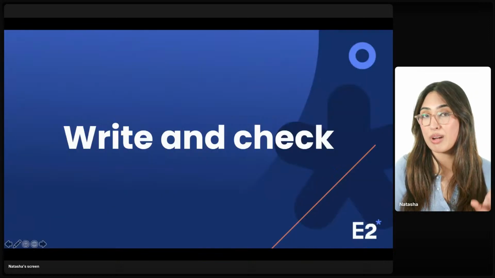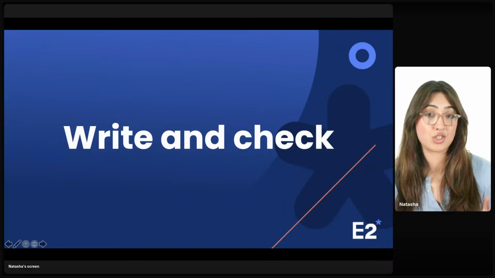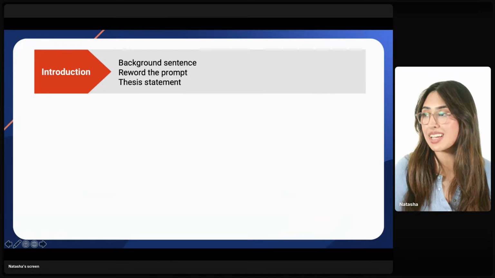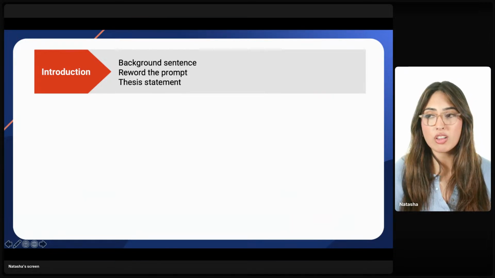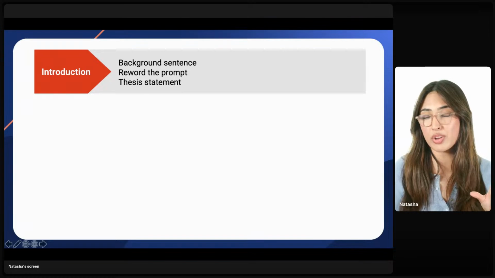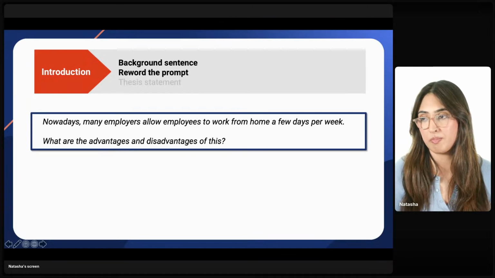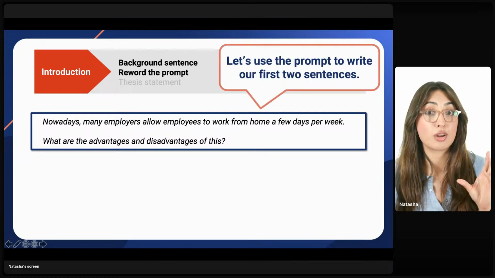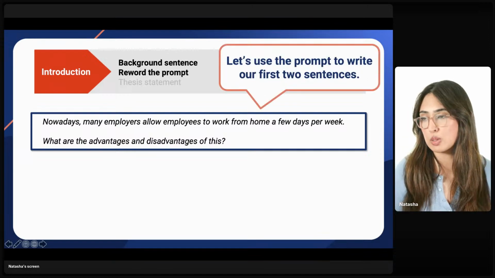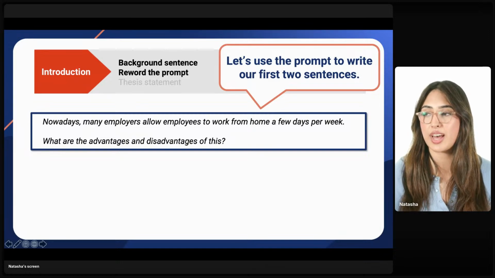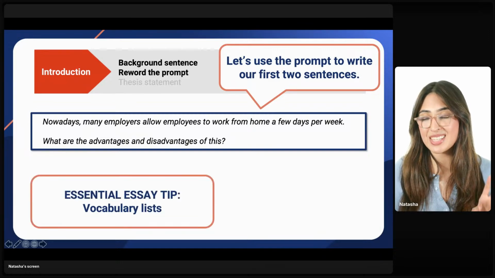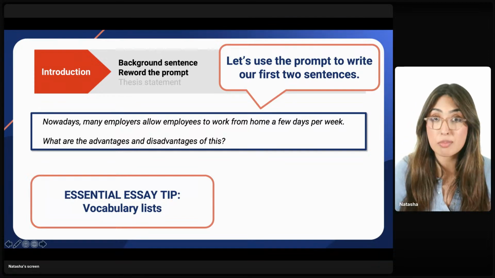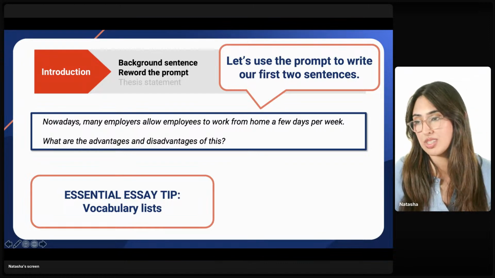Great. We're ready to write our essay and then check over our work. We're going to begin with the introduction, and recall that we need a background sentence. We're going to reword the prompt and write a thesis statement. In order to do this, for the first two sentences, I'm going to use the original essay prompt to help me write those first two sentences. So let's have a look at how to do that. And this is where that essential essay tip comes in handy. So we're going to look at some vocabulary that can help us write those first two sentences.